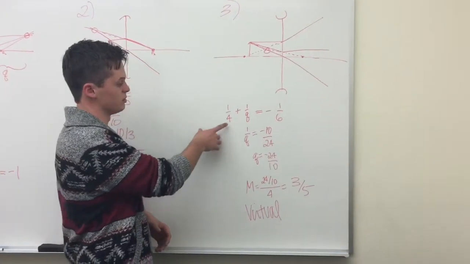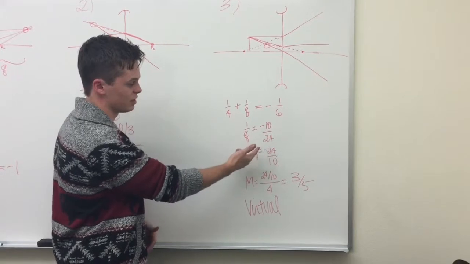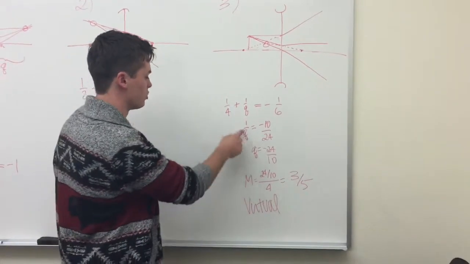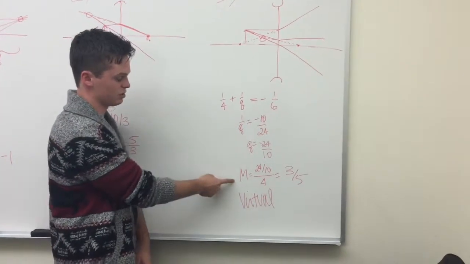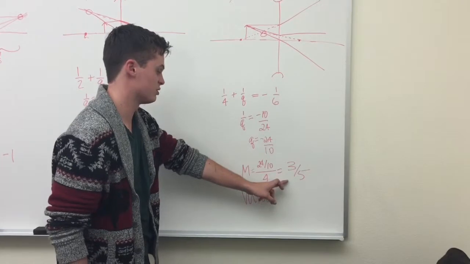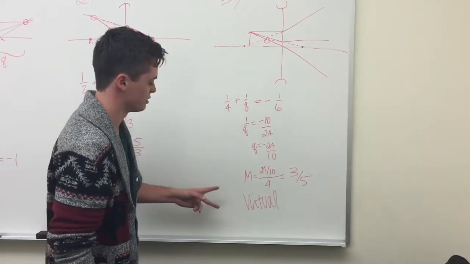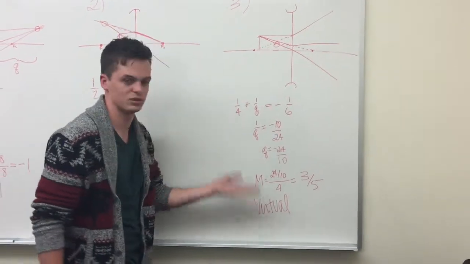So for these values, we used 4 for p and 6 for f, found 1 over q to be -10/24, and q to be -24/10. The magnification with that formula, 24/10 over 4, gives us a 3/5 magnification, so it gets smaller. And since the image is less than one focal length away from the lens, it is a virtual image as well.